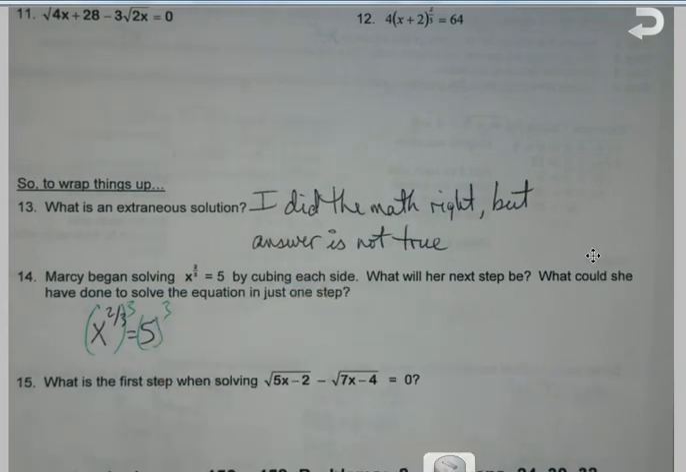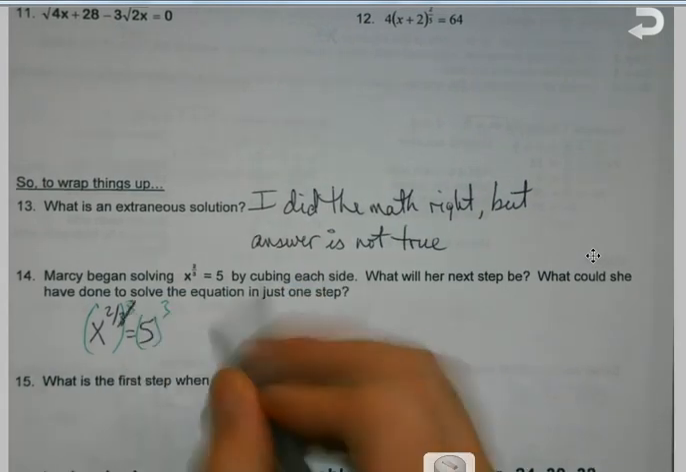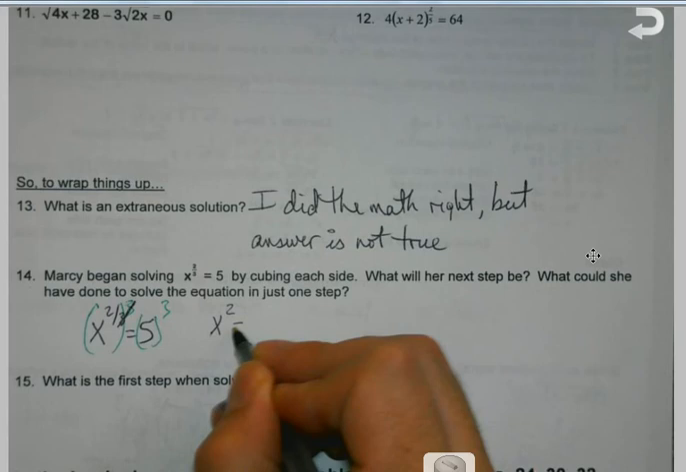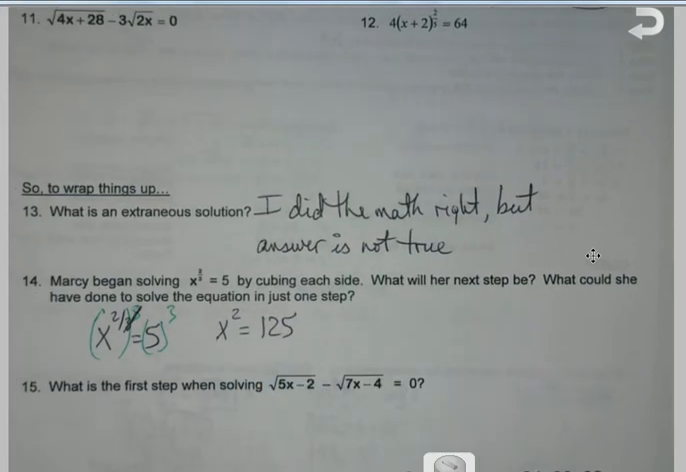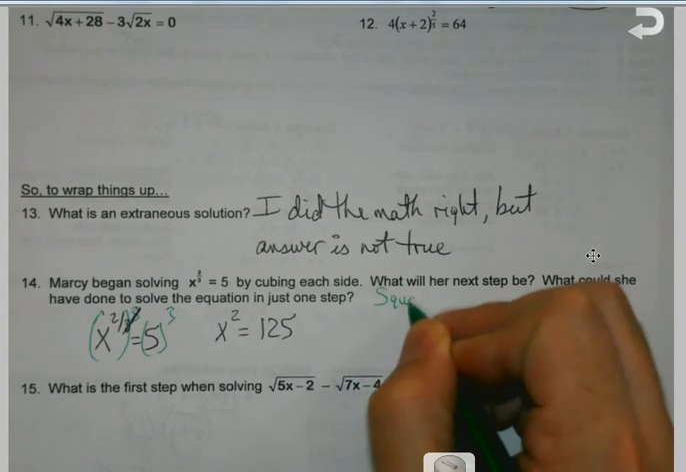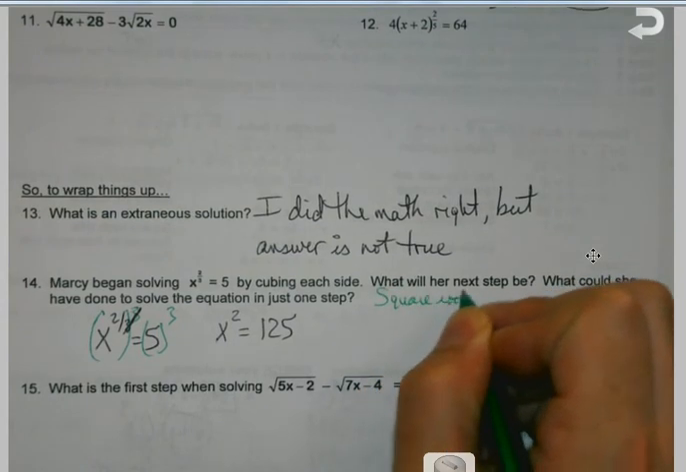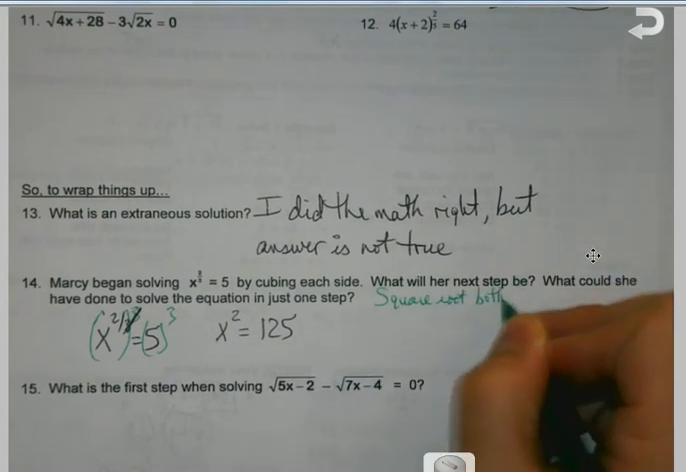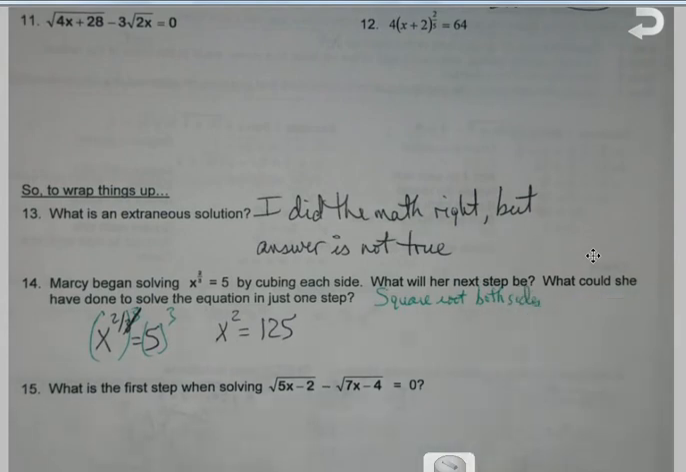Now, that would cancel, but she'd still have the x squared part. So what would she have to do next? Yeah, we'd have to square root both sides if she did it her way. Well, what could she have done to take care of it all at once?